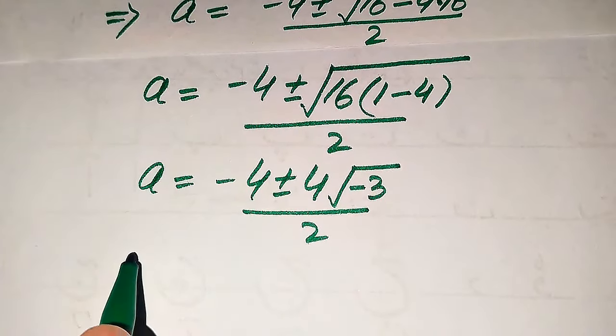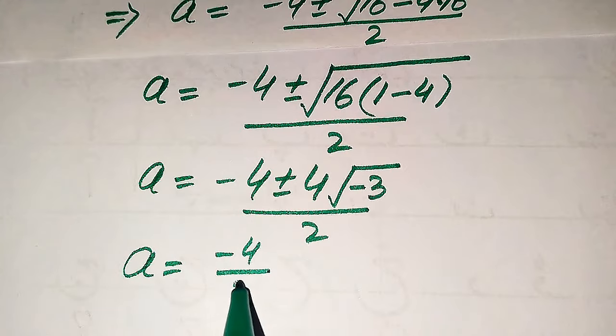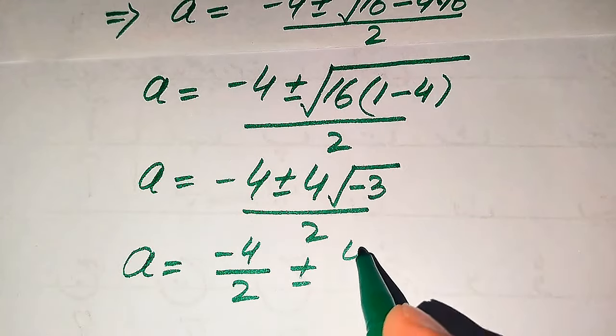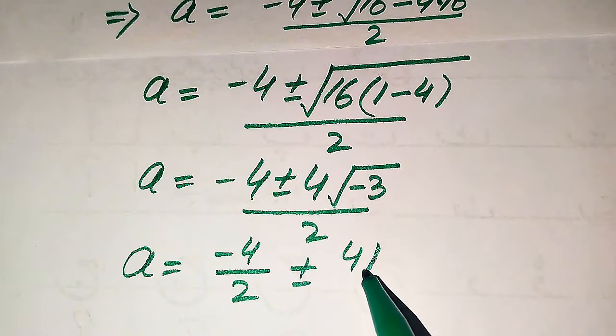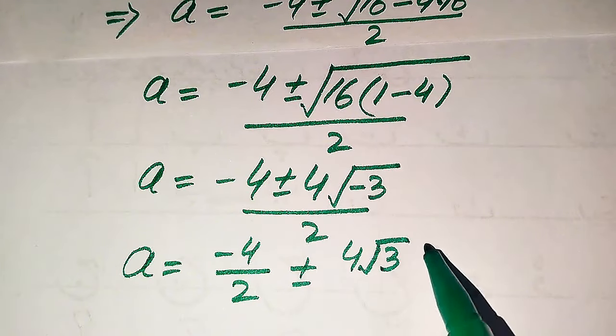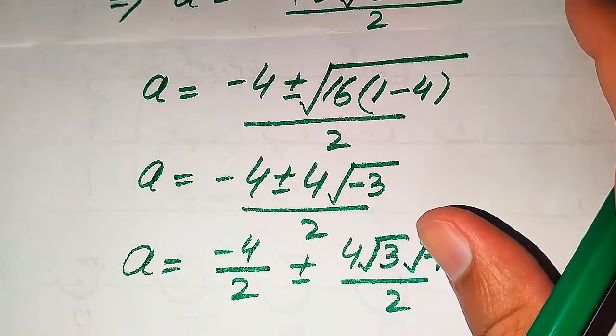And further in the next step we need to break this fraction, and when we break this fraction it will be written as minus 4 divided by 2 plus minus 4 times, here we need to apply square root separately on both of these values, and we apply square root on 3 and square root on minus 1, divided by 2.